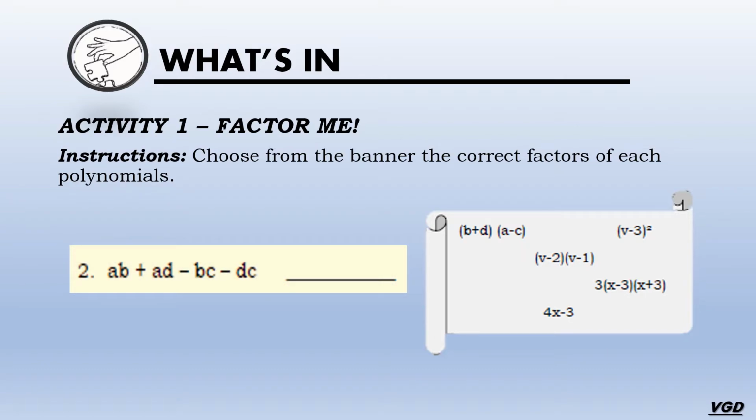Now let's proceed to number 2, AB plus AD minus BC minus DC. So this time, our goal is to get the factor with A, B, C, and D. So in our banner, the only choice that we have with A, B, C, and D as factors is this one: the quantity of B plus D times the quantity of A minus C. Therefore, it is the answer for number 2.